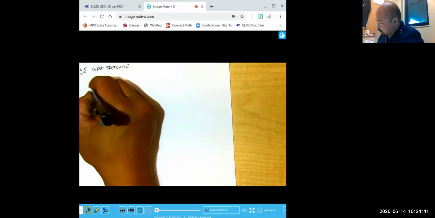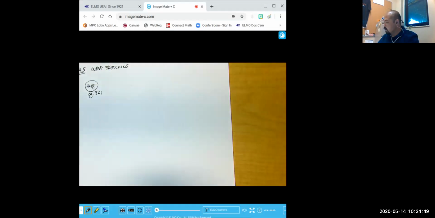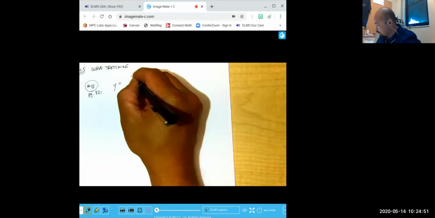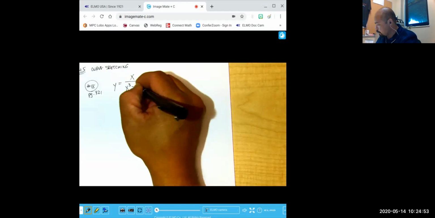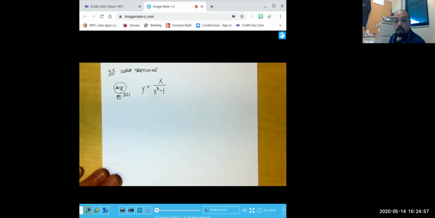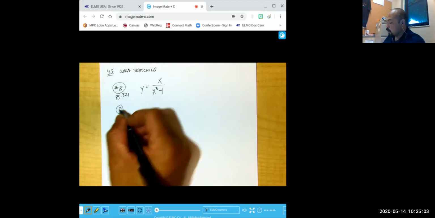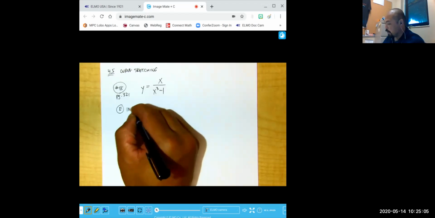Let's look at problem number 18. It was page 321, if I remember correctly. There we go. y equals x over x cubed minus 1. Okay, slide that over, sorry. So with that function, we had done A through D yesterday. Let's start step E, looking at our intervals of increase and decrease.